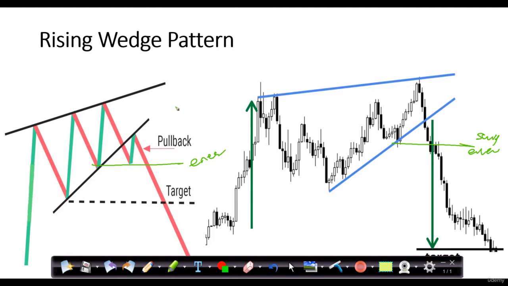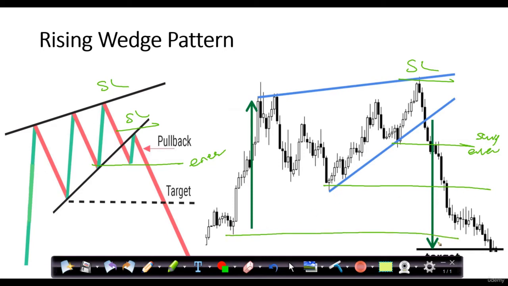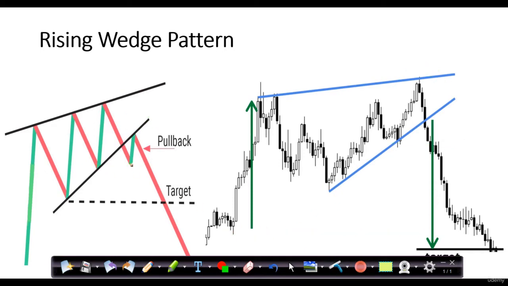Your stop loss must be above this one. Here is your stop loss, or this swing is also fine. If you enter here, then your first target is this second swing, and the third target is another swing. Taking this as an example, the entry point is here, the first target is this one, the second target is this one, whatever the swings created by the market.